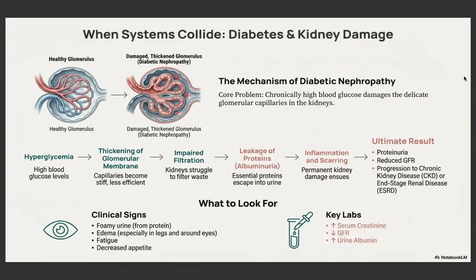The hyperglycemia is going to cause the capillaries to become very stiff around the glomerular area of the kidneys.